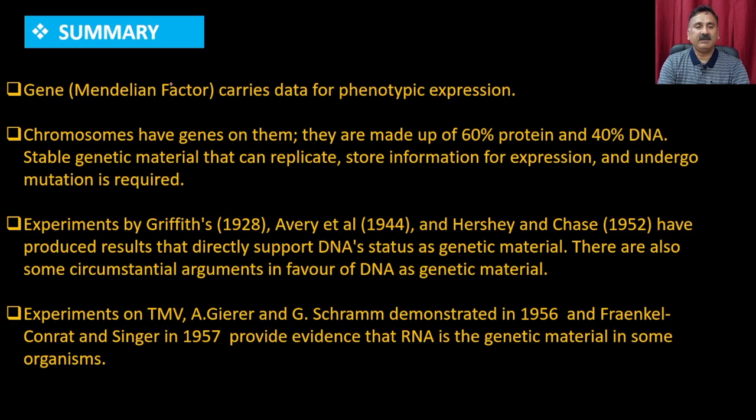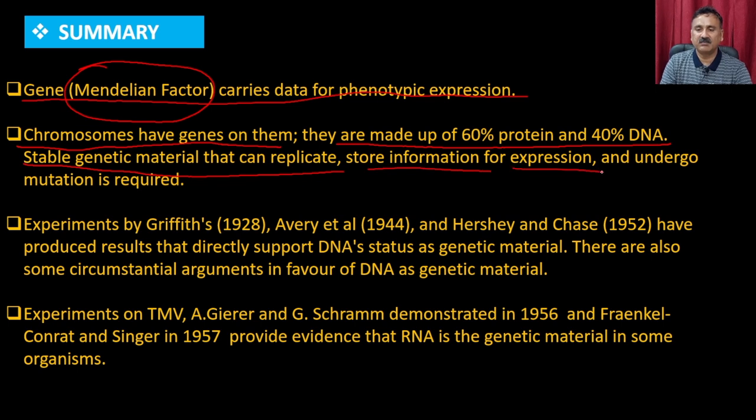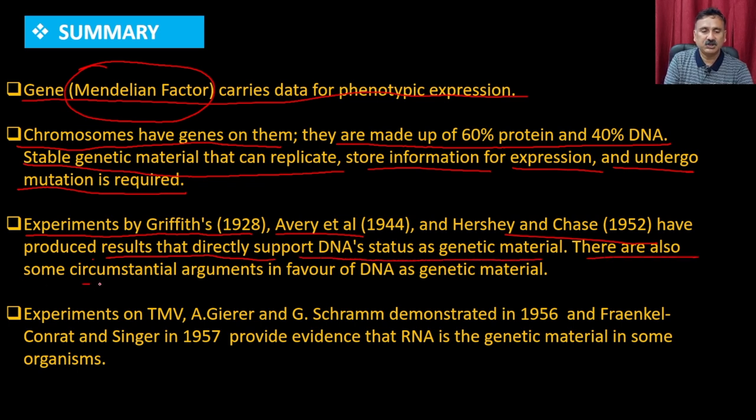So, in summary, what we have discussed is that the gene carries the data for the phenotypic expression, and these genes are called factors in the case of Mendel. And the chromosomes have the genes on them. They are made up of 60% protein and 40% DNA, and a stable genetic material that can replicate, store information for expression and undergo mutation is required. And experiments by Griffith, Avery, Hershey and Chase have produced results that directly support DNA as the genetic material. There are also some circumstantial arguments in favor of DNA as the genetic material.